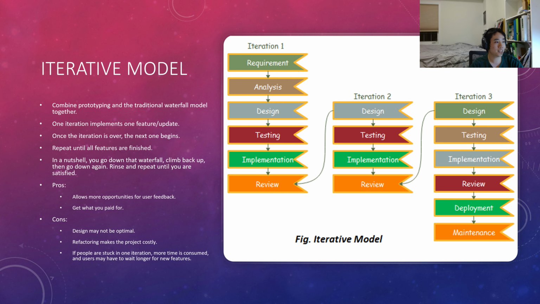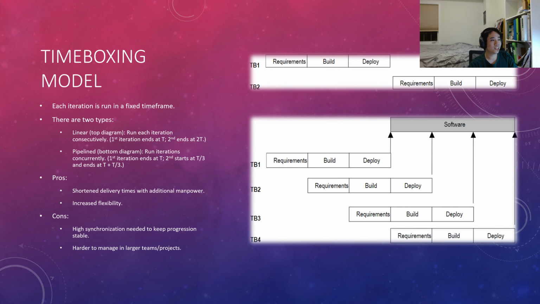So to combat this problem, we have the time boxing model. The time boxing model is like the iterative model, but you put a fixed time frame onto each iteration. There are two ways you can do this. You can do one iteration at a time, or if you want to distribute the duties to more people, you can try running the iterations concurrently.